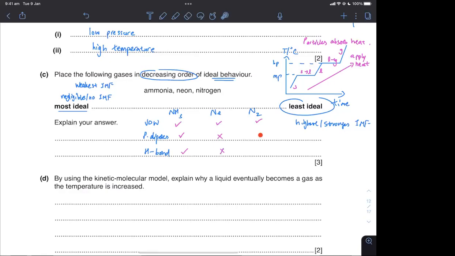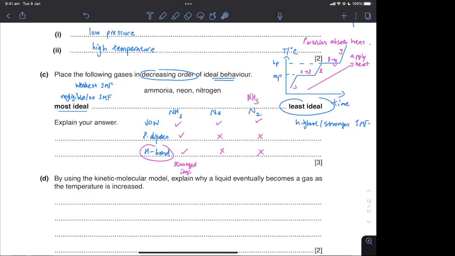N2, is N2 polar or non-polar? Non-polar. N2 is non-polar as well. So hydrogen bond is obviously not going to be a case there because there's no hydrogen there at all. So now, this is the strongest intermolecular forces. Of course, you can say it can form hydrogen bonds, and therefore it is the least ideal. The least ideal is going to be NH3.